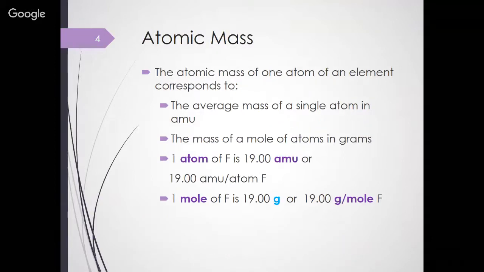So let's make the connection. If I look at the periodic table and I look at the atomic weight of something, the unit for that is in AMUs. I can also look at that and say that the mass of a mole of those atoms is in grams. If I have 1 atom of fluorine, it's 19 AMUs. If I had 1 mole of fluorine atoms, it's 19 grams. So the take-home message here is whatever the mass is on the periodic table, that is the same number if we designate it with the unit of AMU or with a unit of grams per mole.